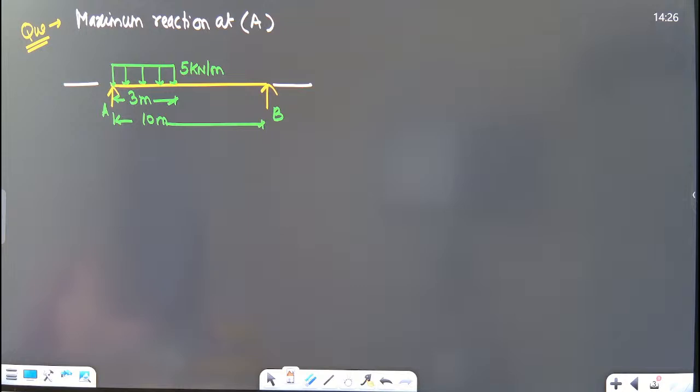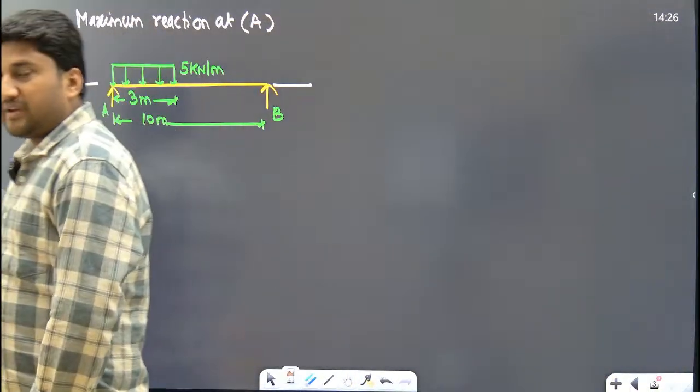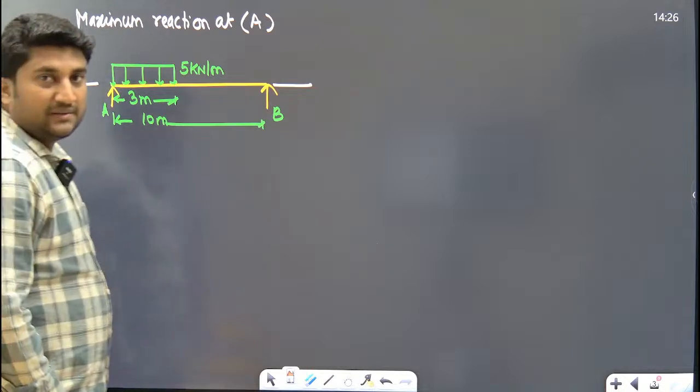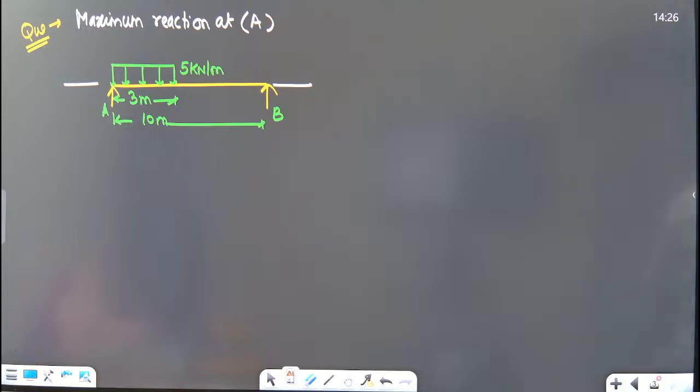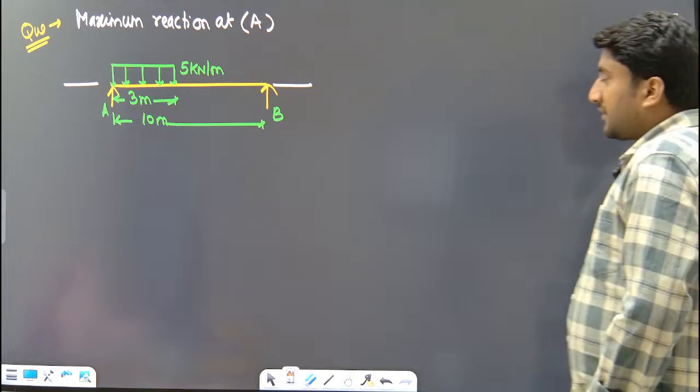Solve this question. How will you find out the maximum reaction at A? How will you solve this question?